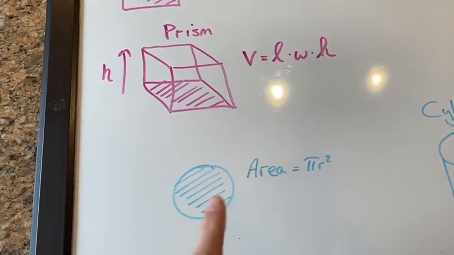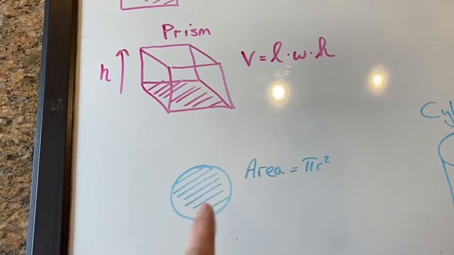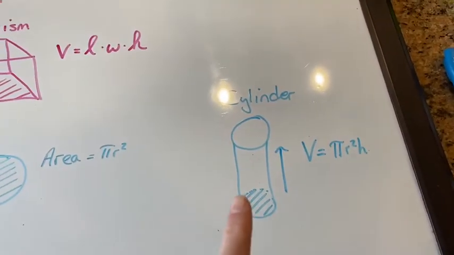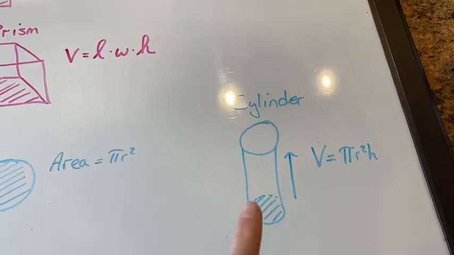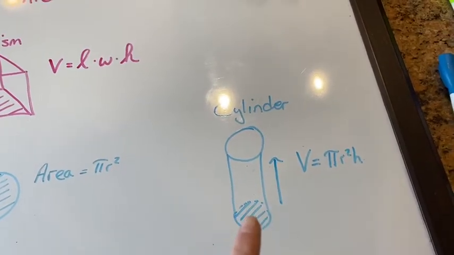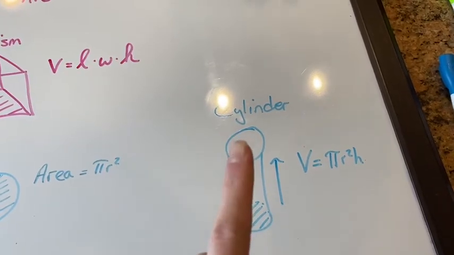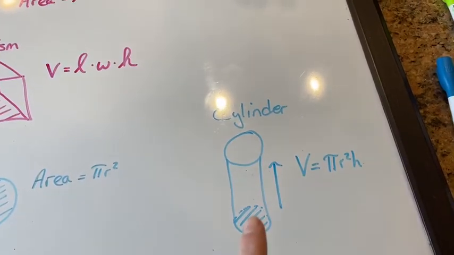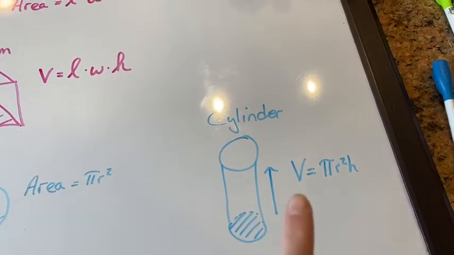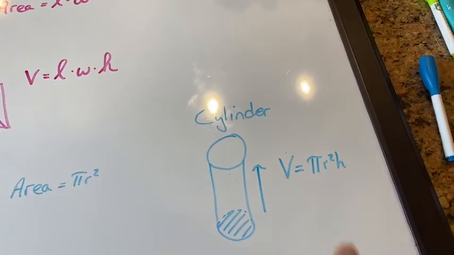Here we have a circle. Area of a circle is pi r squared. Well, a cylinder is made up of a base shape of a circle, and then after you cover that with water, the water is going to fill upward. So we cover the area of the circle, pi r squared, and then it's going to move up. We have to multiply times height.